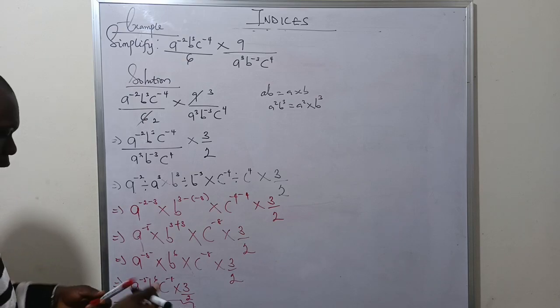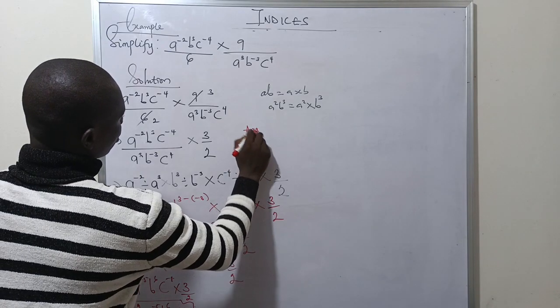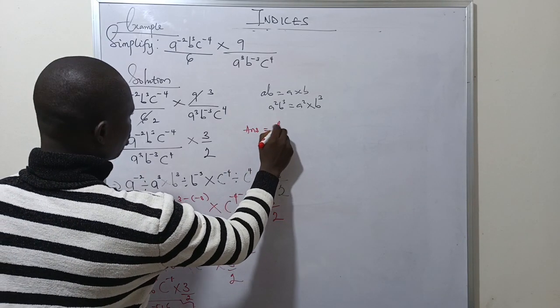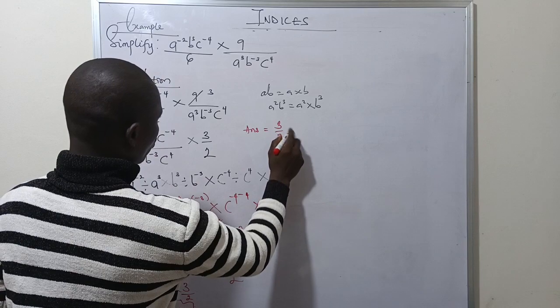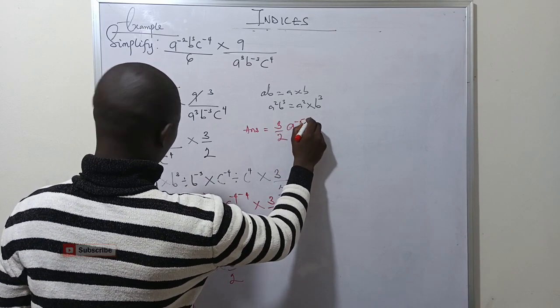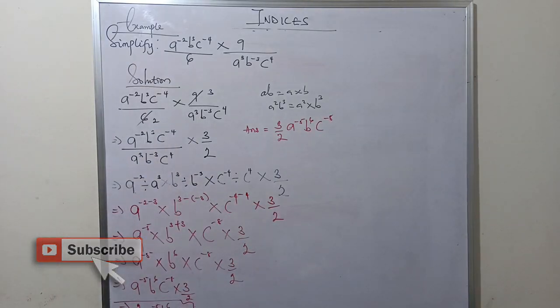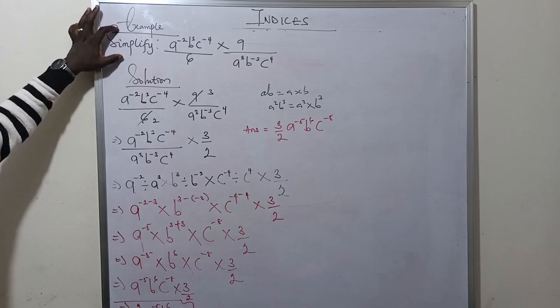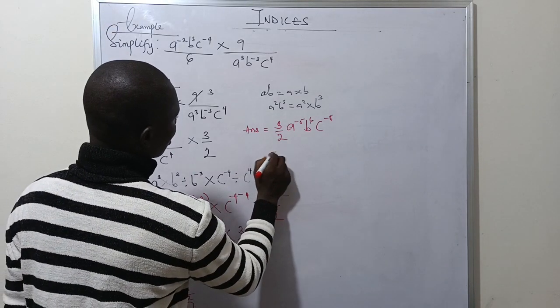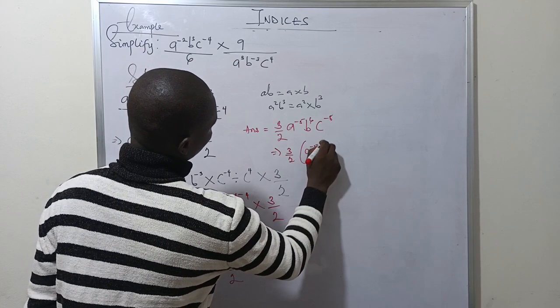So let me put out the final answer here so that we can see very well. Our answer here is 3 over 2, a raised to the power of minus 5, b raised to the power of 6, then c raised to the power of minus 8. So this is our final answer for this question. I can also write this as 3 over 2 bracket a raised to the power of minus 5, b raised to the power of 6, and c raised to the power of minus 8.